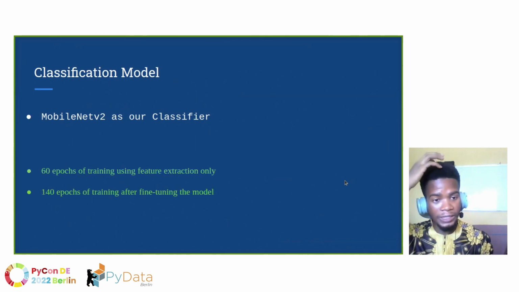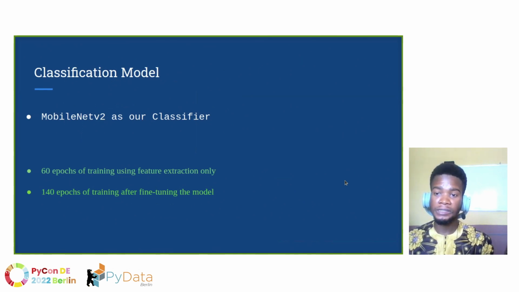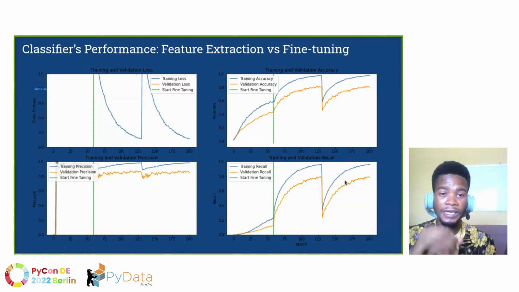So I'm not fine-tuning any of the previous layers contained in MobileNet. Secondly, I trained across 140 epochs, and this time around I fine-tuned some of the layers in the model. MobileNet has 152 layers, and I fine-tuned the last 52 layers while leaving 100 layers frozen. So this is what I had in the end.